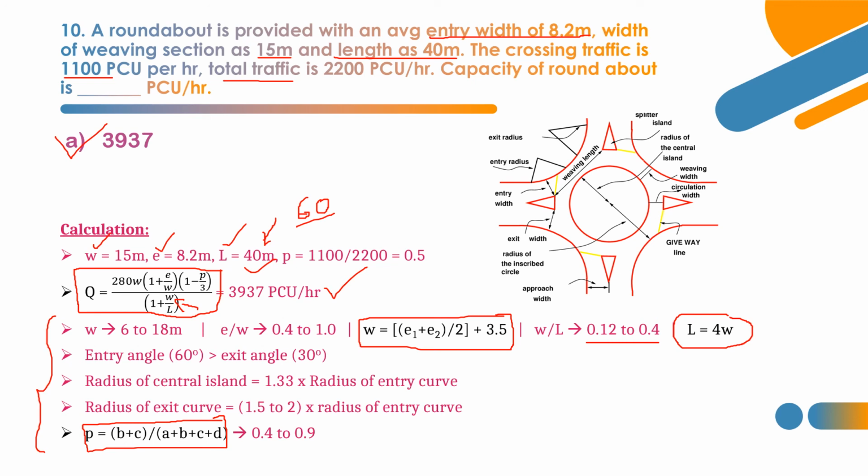The entry angle shall be greater than the exit angle. For example, this is the entry point, and this angle shall be greater than the exit angle, for example 60 degrees and 30 degrees. And the radius of the central island, this is the central island radius, shall be 1.33 times the radius of the entry curve. And the radius of the exit curve, for example this is the exit curve, shall be 1.5 to 2 times the radius of the entry curve. And this is the weaving ratio, and that shall be 0.4 to 0.9. So these are some important points regarding the rotary intersection.